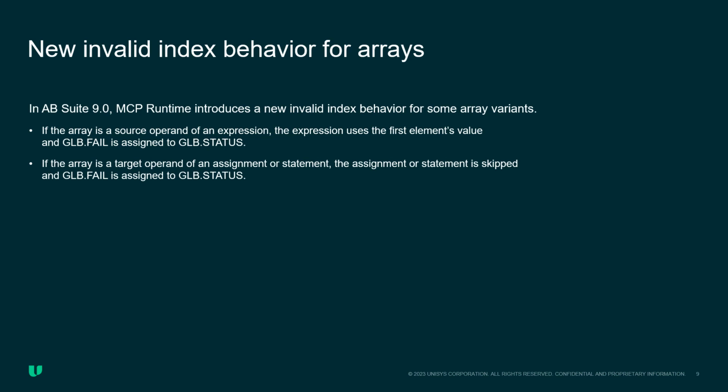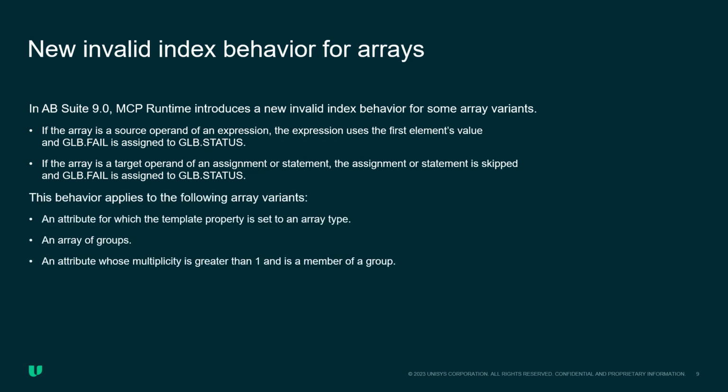If the array is a target operand of an assignment or statement, the assignment or statement is skipped and glb.fail will be assigned to glb.status. The new behaviour applies to these array variants: an attribute for which the template property is set to an array type, an array of groups, and an attribute whose multiplicity is greater than 1 and is a member of a group.